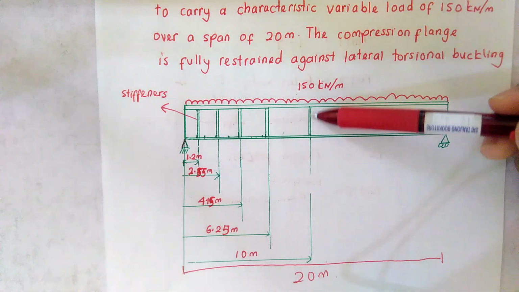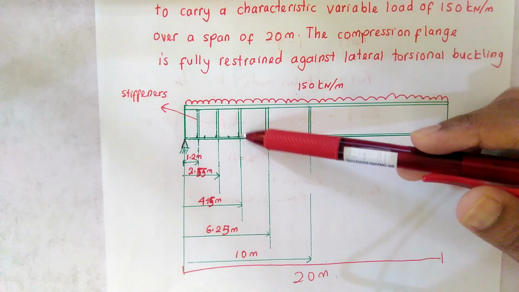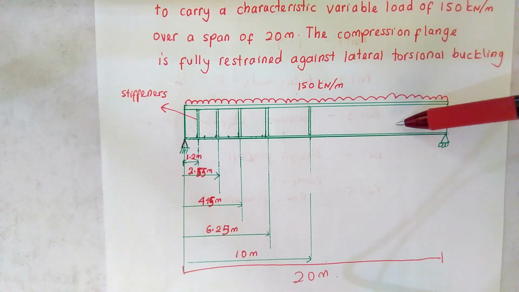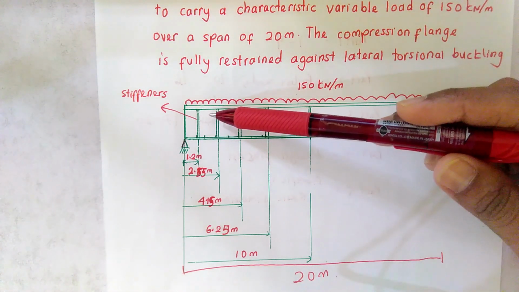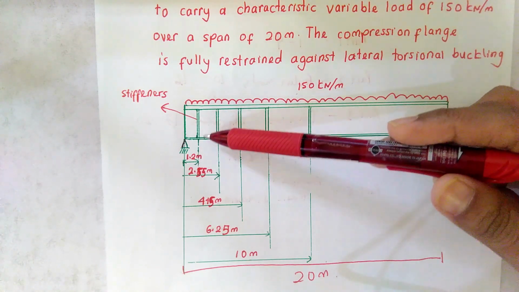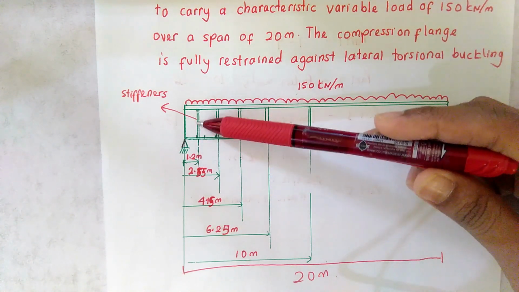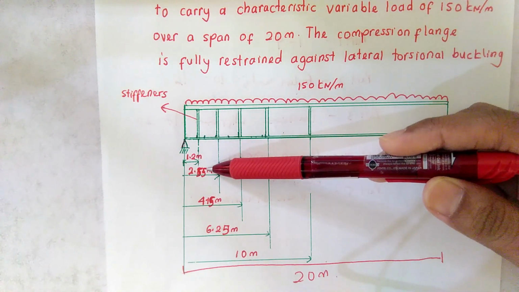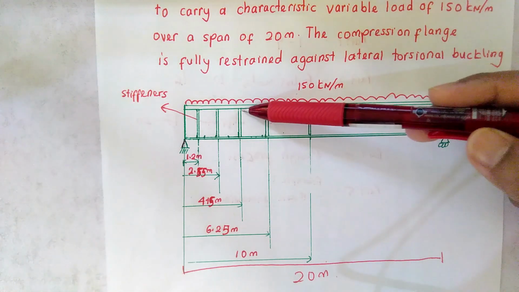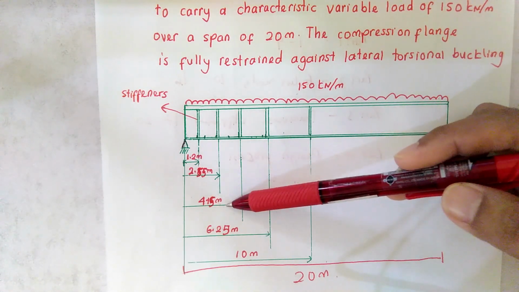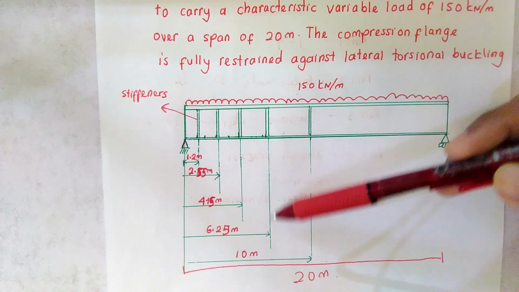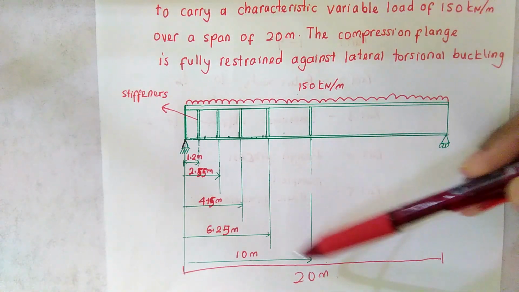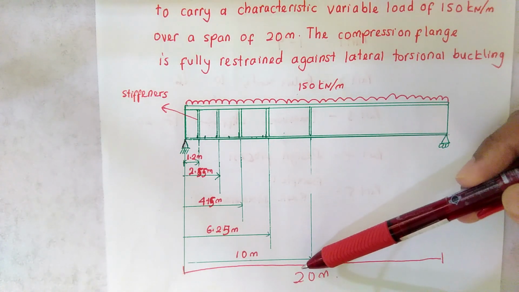And if you can see the vertical lines here, these vertical lines represent the transverse stiffeners of the plate girder. The transverse stiffeners are located at 1.2 meter from the end support of the girder, the second one at 2.55 meter, the third one at 4.15 meter, the fourth one at 6.25 meter, and the last one at 10 meter.